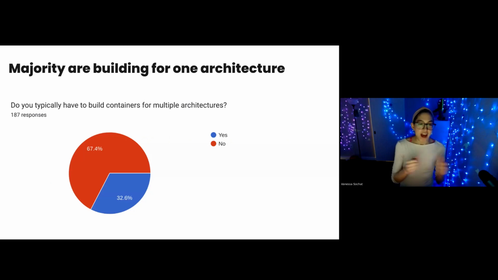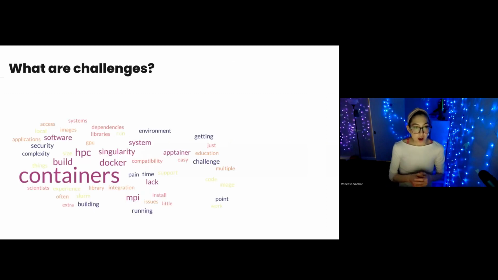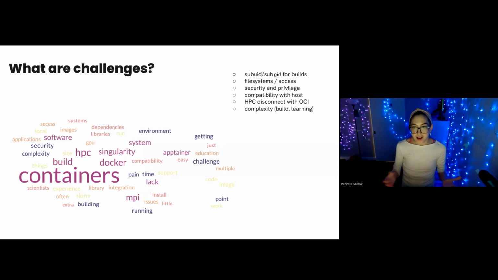So do you typically have to build containers for multiple architectures? Most people say no. There's a good sizable amount that says yes. That's still important. What are your challenges? I made a word cloud. It was kind of useless, so I'm summarizing. Sub-UID, sub-GID for builds, file systems and access, security and privilege, compatibility with the host. By the way, we're working on that with the compatibility working group in OCI.